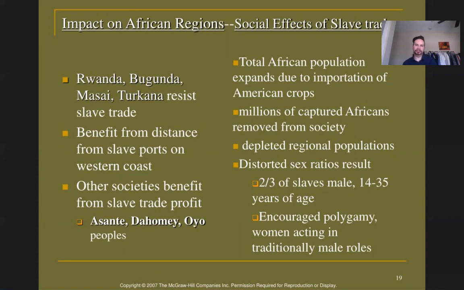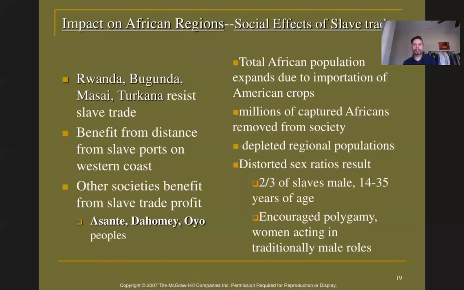But let's talk first about the impact of the slave trade on African regions. So what are the social effects of the slave trade? Well, you have some groups in Rwanda, and the Maasai, the Turkana, they resist the slave trade. You have some that benefit from the distance of the slave ports on the western coast. Other societies benefit from the slave profits, like the Ashanti, the Dome, the Oyo peoples. I went to Ghana, and the main ethnic tribal group is the Ashanti people.